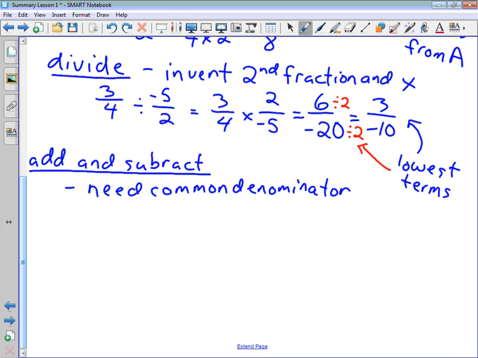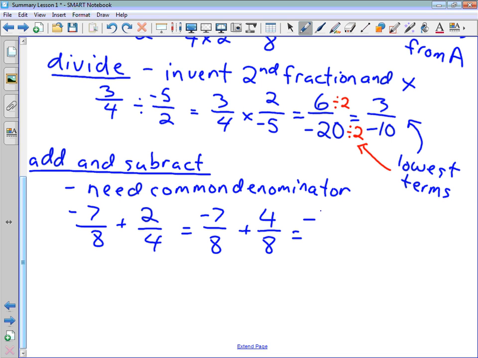And I come up with an example here, -7/8 plus 2 over 4. I know my common denominator here is going to be 8, so negative 7 over 8 plus 4 over 8. And I get negative 3 over 8 as my answer. So by way of explanation, I might again write in that I multiplied that by 2 and that by 2 to get the 4 over 8.